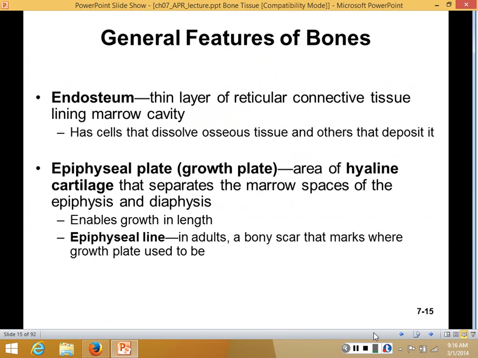Once again, let me just stress the epiphyseal plate. That's your growth plate. You will definitely see it on your next exam. Throughout Chapter 7, there are several places where they mention the epiphyseal plate, the area of hyaline cartilage that separates the marrow spaces of the epiphysis and your diaphysis.